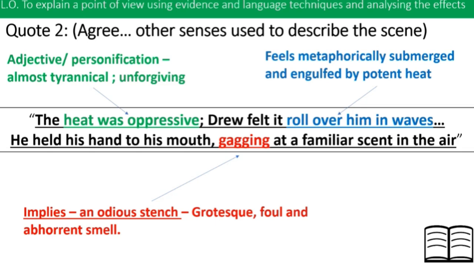Where it says Drew felt it roll over him in waves, the heat doesn't literally roll over him in waves. It's metaphorically rolling over him in waves, and it's submerging. It's almost as if he's metaphorically submerged and engulfed by the potent heat. Gagging at a familiar scent implies an odious stench, a grotesque, foul, abhorrent smell. So as you can see, the writer is using the other senses. So we can agree with that part of the statement.